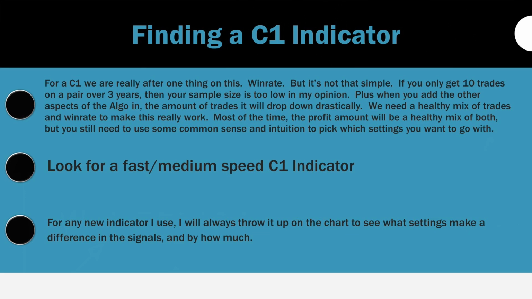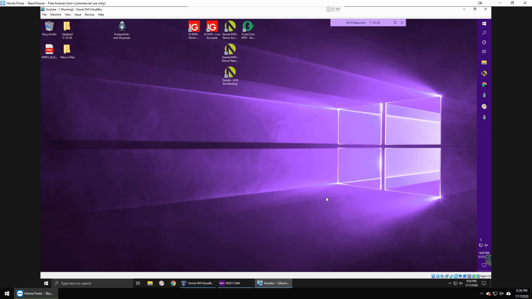So let's load up the indicator on the chart and see what it looks like. For any new indicator I use, I'm always going to throw it up on the chart to see what settings make a difference in the signals and by how much. All right then, let's go ahead and start looking for that C1 indicator.